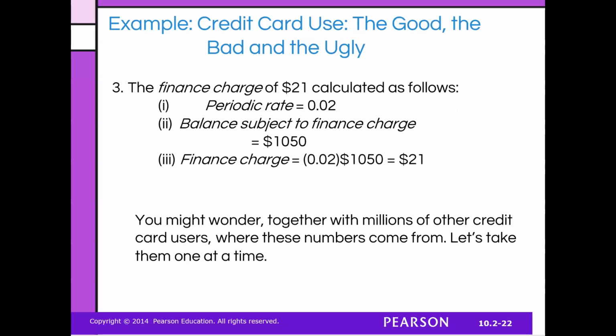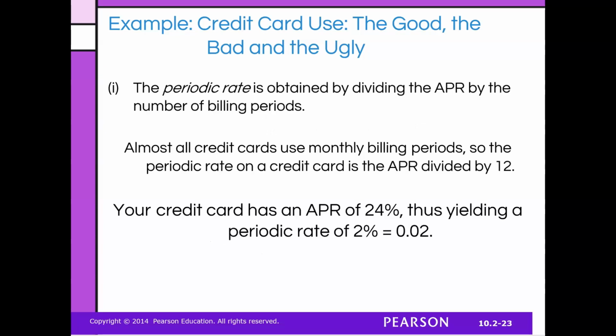All right, so let's see here. The finance charge of $21 is calculated as follows. You had the periodic rate of 0.02, the balance subject to the finance charge was $10.50, and the finance charge came out to be $21. So you might wonder, together with the millions of other credit card users, where these numbers came from. The periodic rate is obtained by dividing the APR by the number of billing periods. Almost all credit cards use monthly billing periods, so you're looking at 12. So your credit card had a rate of 24% and a periodic rate of 2%.